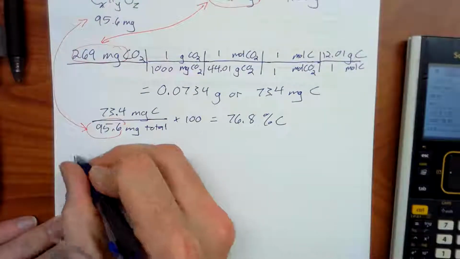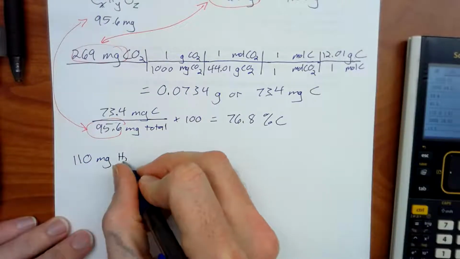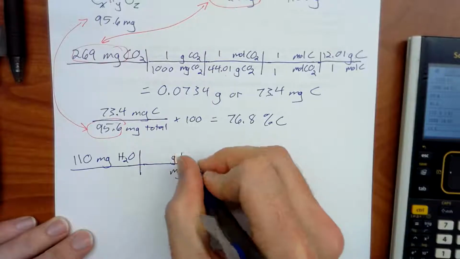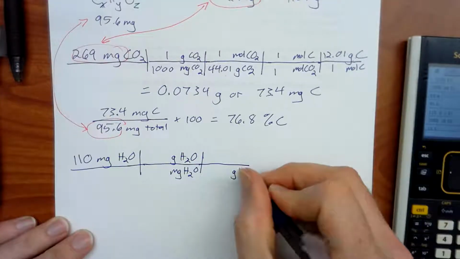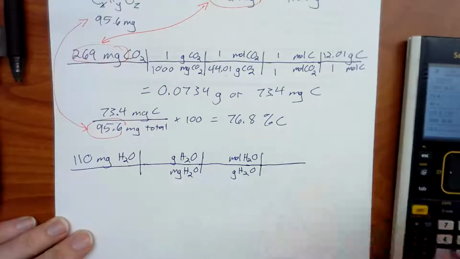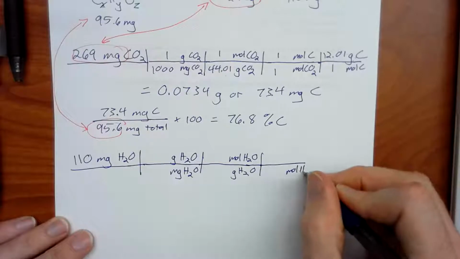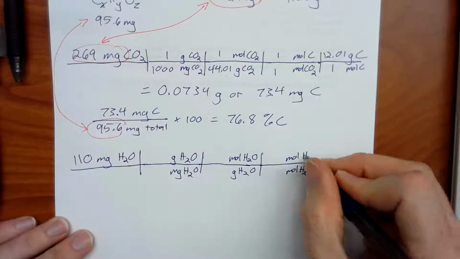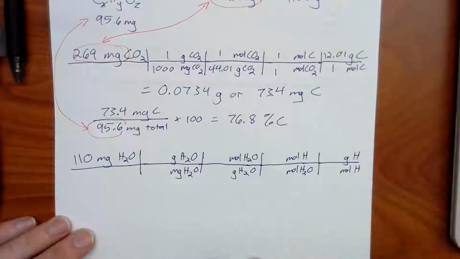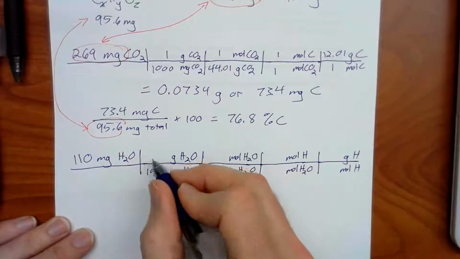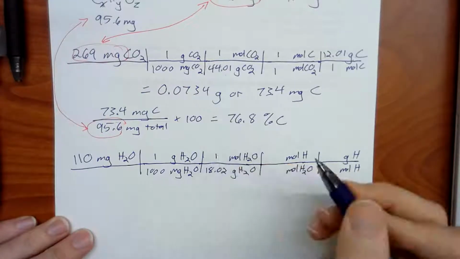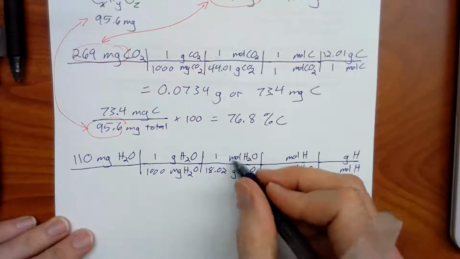So we've got to do the same thing for hydrogen. I know that there are still 1,000 milligrams in 1 gram, and I know that the molar mass of water is 18.02. That's 18.02 grams per 1 mole.